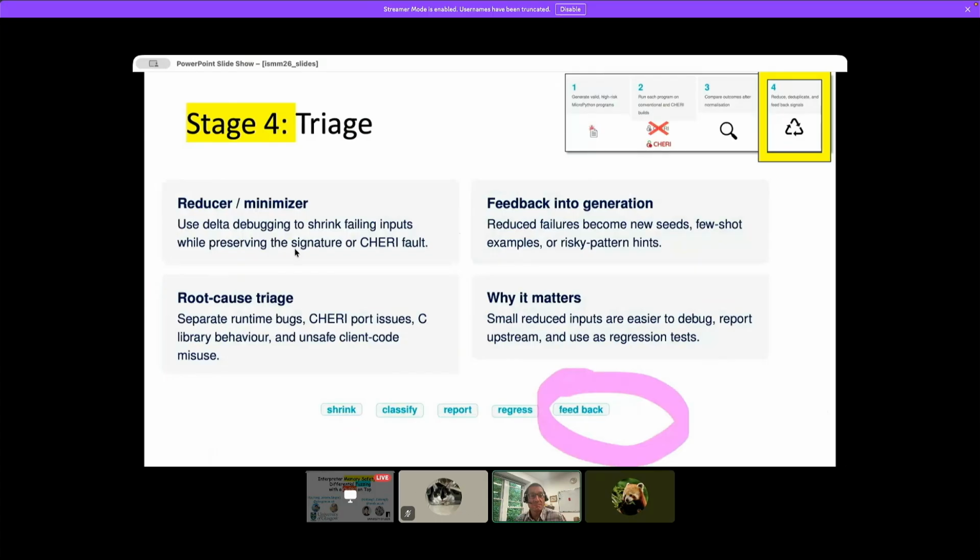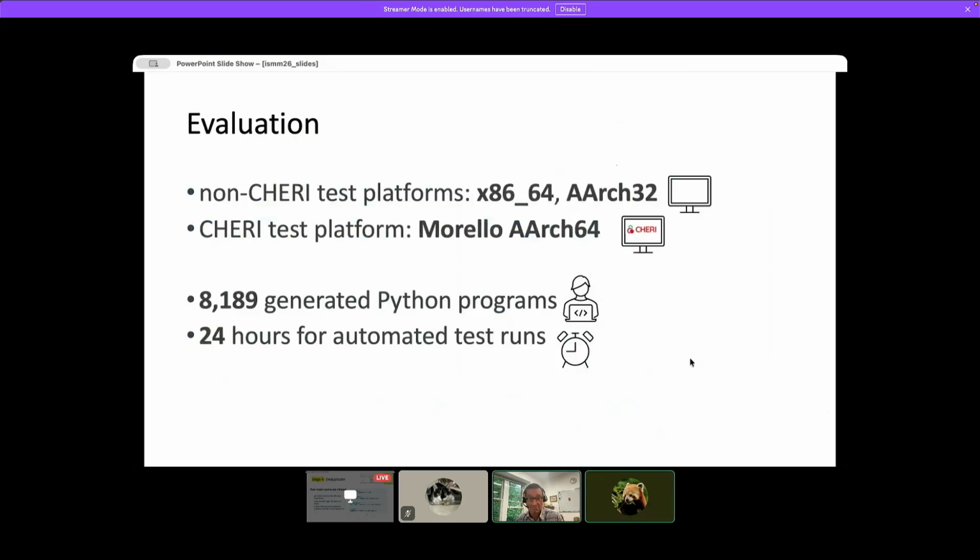And then we'll use delta debugging to minimize the crashing program, to try and get a minimum working example of the problem, and feed this back into the LLM again to generate some more MicroPython programs, and possibly use this program to report a bug to the MicroPython maintainers. Great, so that's the process.